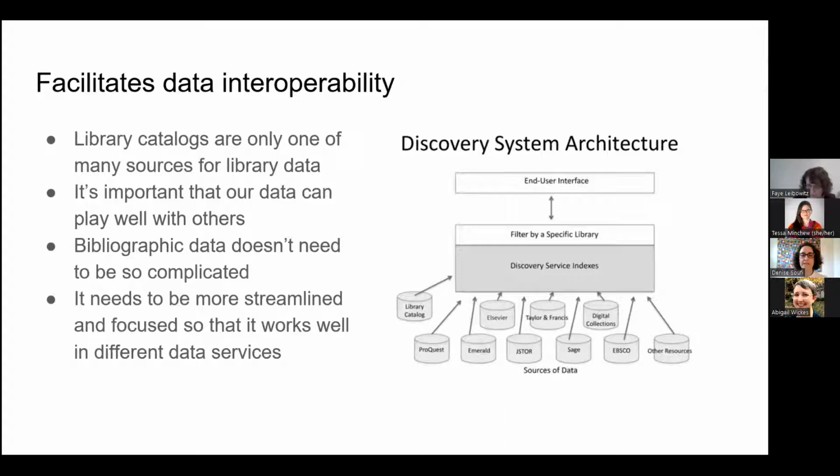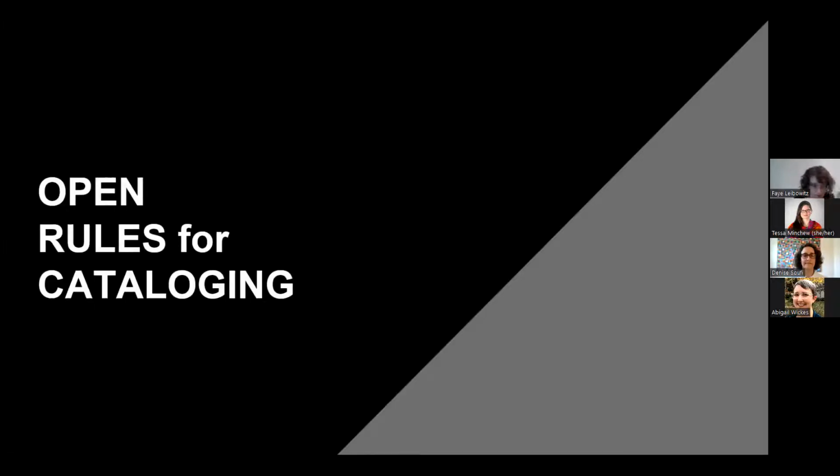Lastly, open access rules help to facilitate data interoperability. Being freely accessible, they can easily be adopted by content providers, thereby promoting better integration with the library catalog. And by creating rules that are less complicated and more streamlined and focused, our data can work better with different data services.